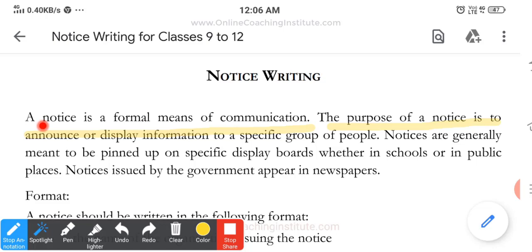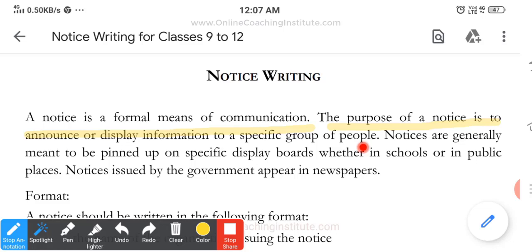It means you write a notice not for a single person. It is written for a group of persons, a group of people. So the purpose of notice is to announce or display information to a specific group of people. Remember, what is the purpose of a notice writing? The purpose of a notice writing is to announce or display information to a specific group of people regarding different things, regarding different announcements.